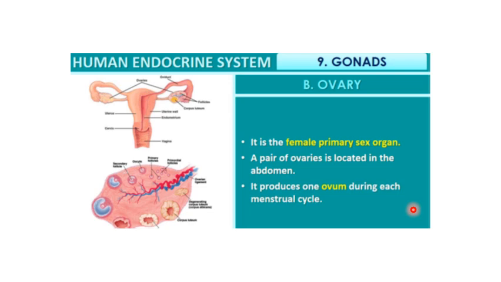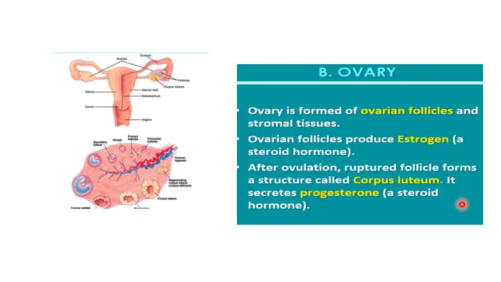Ovary is the female sex organ. A pair of ovaries is located in the abdomen. It produces ovum, that is the egg, during the menstrual cycle. This ovary is formed of ovarian follicles and stromal tissues. The ovarian follicle produces a hormone called estrogen, which is the primary female hormone. After ovulation, the ruptured follicle forms a structure called corpus luteum, which secretes progesterone, which is a steroid hormone.